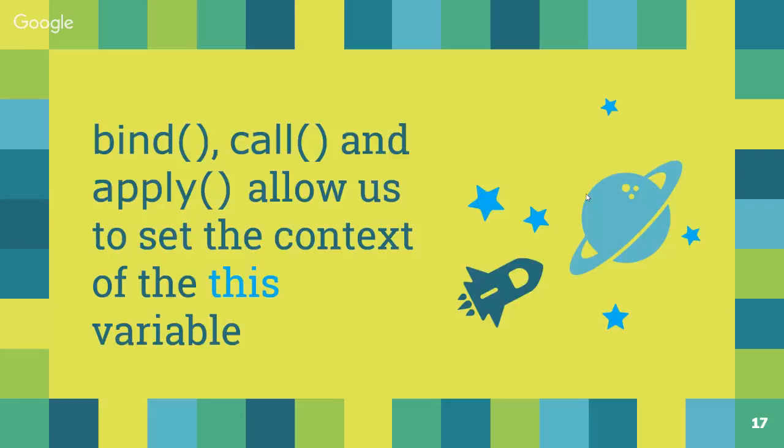Having the ability to choose the context of the this variable gives us infinite possibilities to do all kinds of things, and most importantly, to make our code more reusable, as we just took a look at. So following the DRY principle, method borrowing makes heavy use of these three methods listed here: bind, call, and apply. All right, so let's go over each of them to get a better understanding of how they're used.